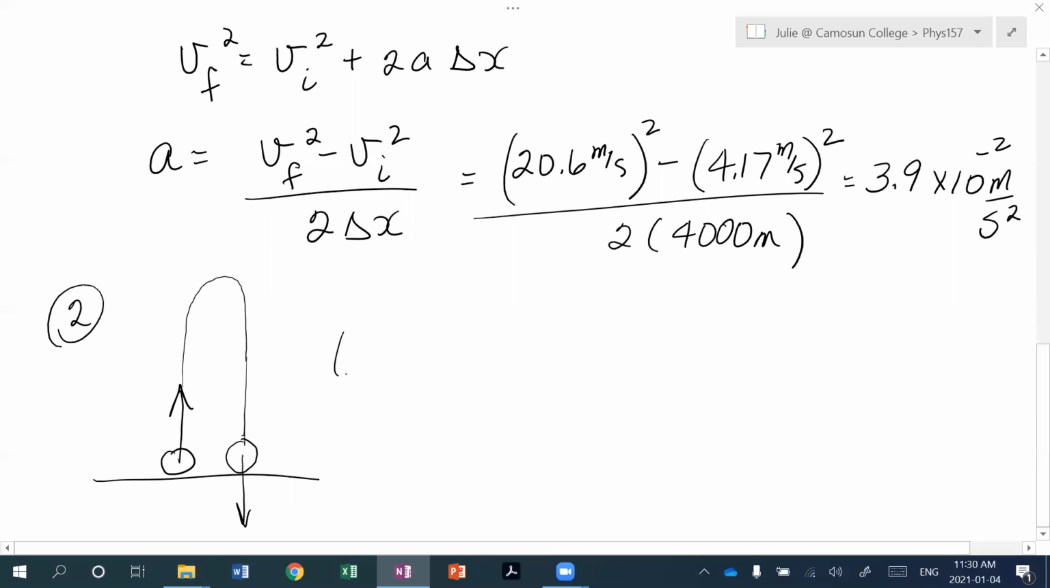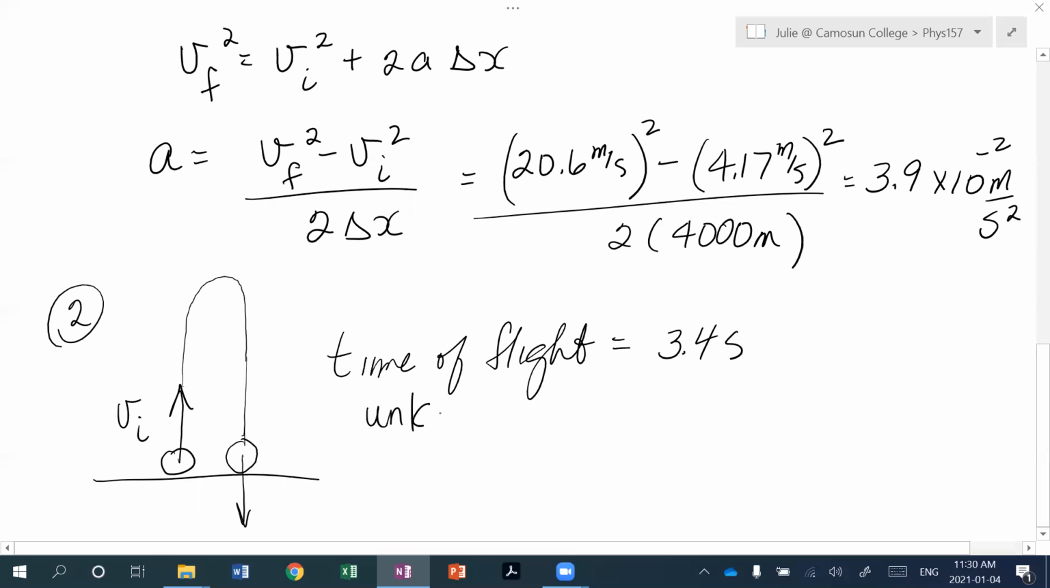we know the time of flight is 3.4 seconds. That's all you're told. And the question is, what's the initial velocity? So this is VI. The unknown here equals VI. It's actually a two-part question. It also asks at what height did it reach? Let's focus on the VI first.